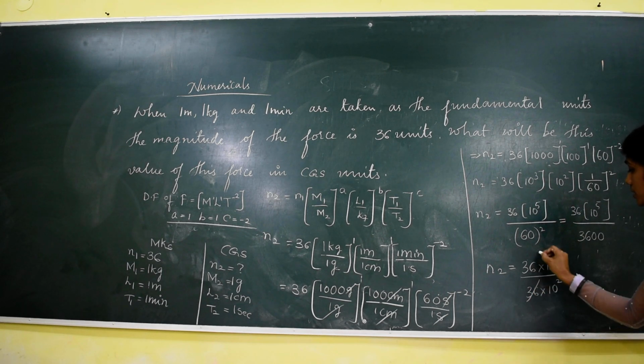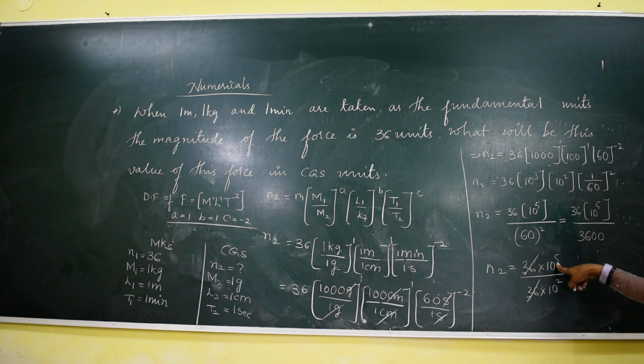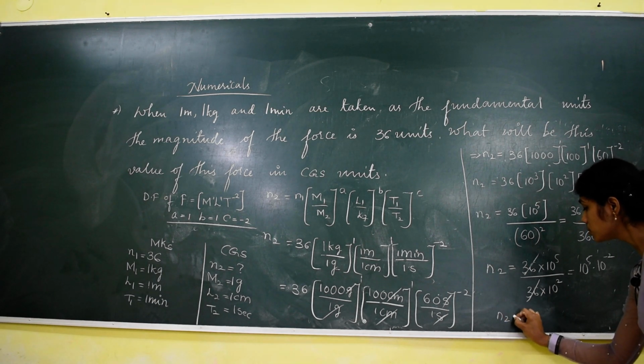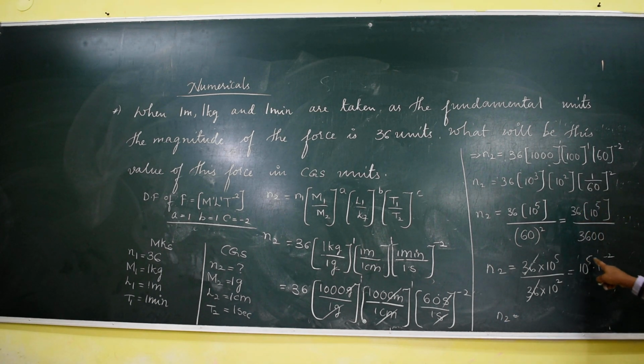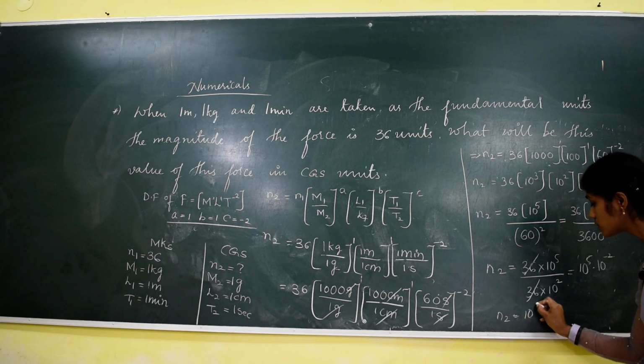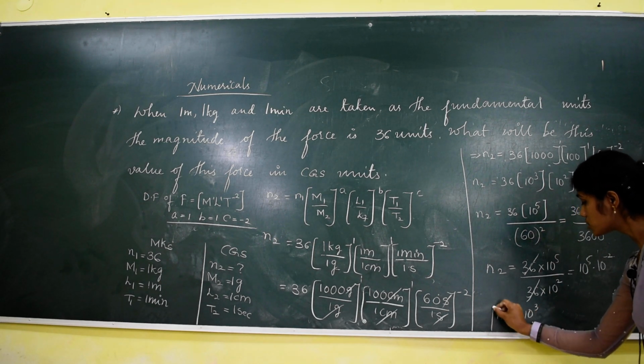So 36 gets cancelled. 10 raised to 5 divided by 10 raised to 2. If it goes to the numerator, it becomes 10 raised to minus 2. So it becomes 10 raised to 5 into 10 raised to minus 2. So therefore n2 is equal to how much here? 10 raised to 5, 10 raised to minus 2, 5 minus 2 is 10 raised to 3.